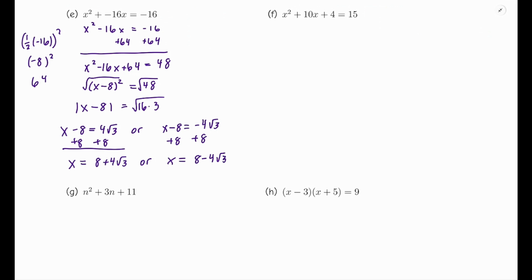Don't make the mistake of combining the 8s and 4s, because remember the square root of 3, they are not like terms.